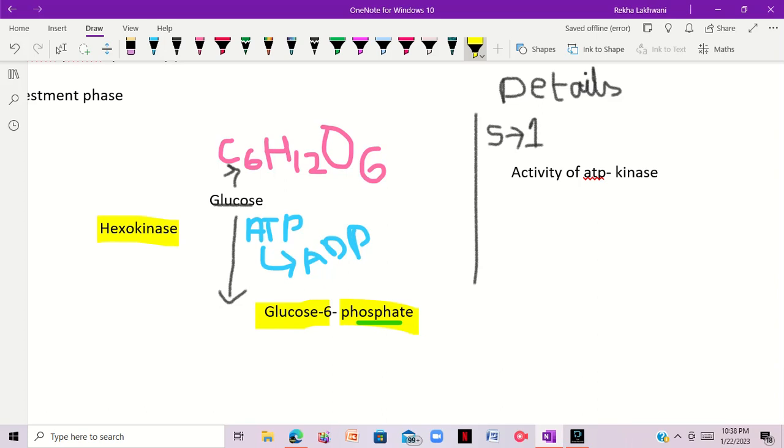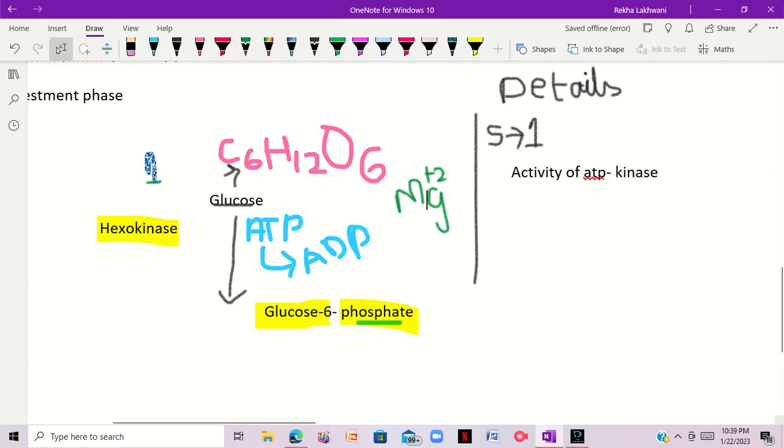So here on the first step, as you can see, let's mark it. This is the first step, and the glucose has been converted into glucose 6 phosphate. This process must take place in the presence of magnesium ions, because these magnesium ions provide stability to the chemical reaction. Whenever ATP is involved, magnesium ions will be used.